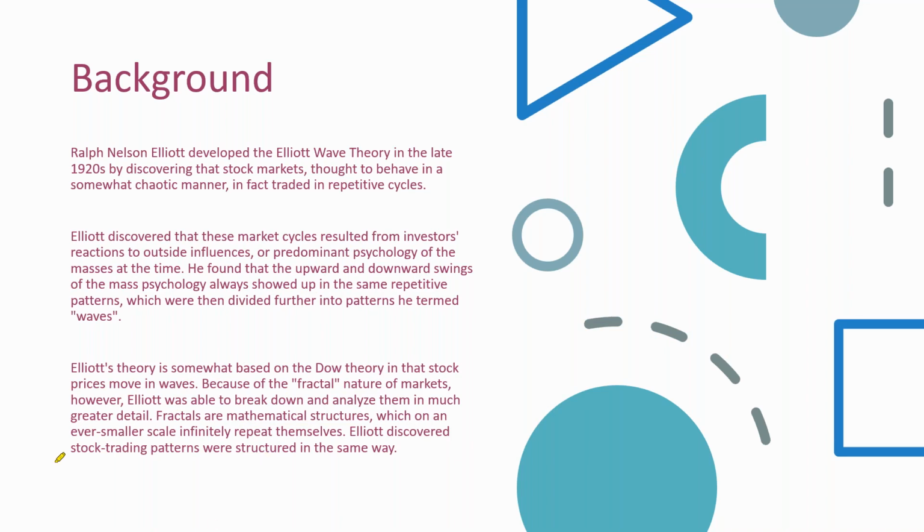Now, Elliott's theory is somewhat based on Dow theory, although Dow theory wasn't really around at that time. Charles Dow was just introducing his idea of Dow theory. But based on this, the markets and prices move in waves. And because of the fractal nature of markets, Elliott was able to break them down and analyze them in much greater detail. So when we see price moving in a nice uptrend, we can say we have an uptrend. Dow had theories about how much an uptrend would retrace itself.